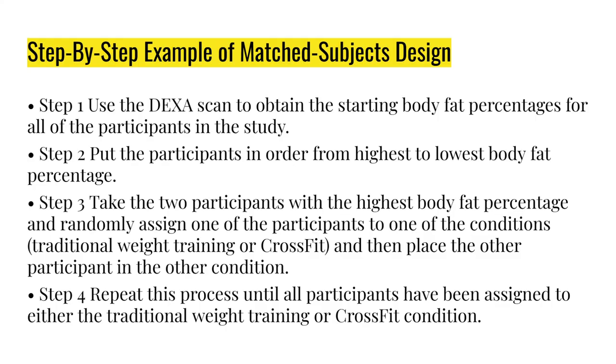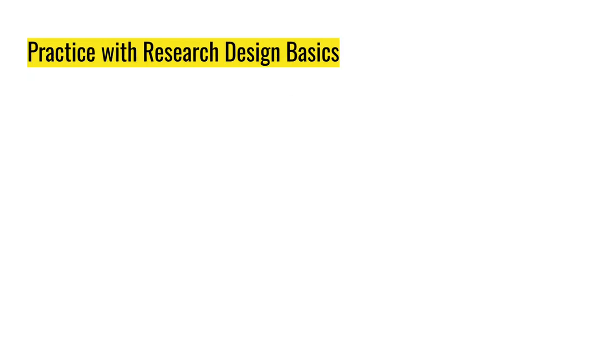Like I said, this is something that people use. They also have a more sophisticated version of this called propensity score matching. That is way above my pay grade, but it deals with a similar type of design, except they use it across multiple variables rather than just one. So let's practice with our basic research design basics.